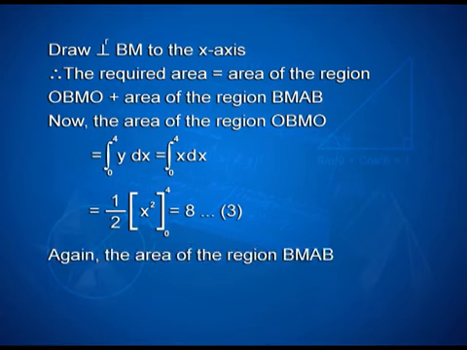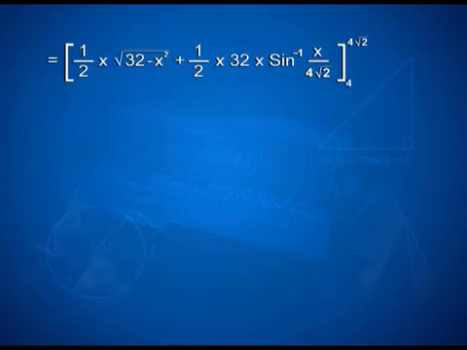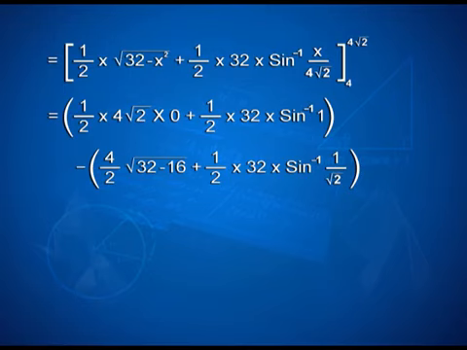Now, again the area of the region BMAB is equal to the integral from 4 to 4 root 2 of y dx, which is equal to the integral from 4 to 4 root 2 of square root of 32 minus x squared dx, that is equal to 1/2 x times square root of 32 minus x squared plus 1/2 into 32 into sine inverse x upon 4 root 2, with limits 4 and 4 root 2, that is equal to half of 4 root 2 into 0 plus half of 32 into sine inverse 1, minus 4 upon 2 into square root of 32 minus 16 plus 1/2 into 32 into sine inverse 1 upon root 2.